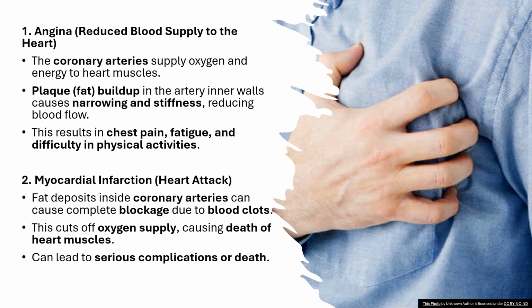Alright, let's start off with angina. Angina means the reduced blood supply to the heart. There are coronary arteries, the arteries which supply oxygen and energy to heart muscles, just like any other organ which needs oxygen and energy to function. The heart also needs oxygen and energy to function. So it's the coronary arteries which supply blood to the heart muscles.